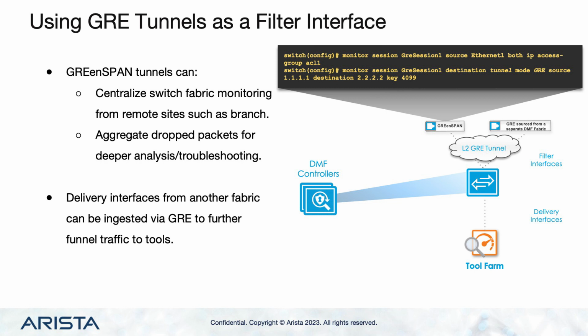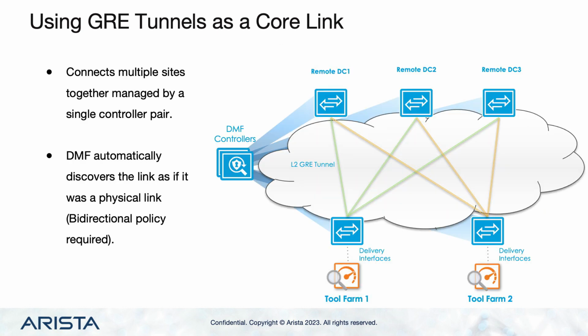You can also take GRE tunnels generated from other visibility tools, even from another DMF instance itself, and send it to the tools connected to the local DMF instance. Moving on, we can use a GRE tunnel as a core link. As Mark discussed earlier, we can use a GRE tunnel in this situation to connect the switches within the DMF fabric together, so long as they're managed by the same controller.